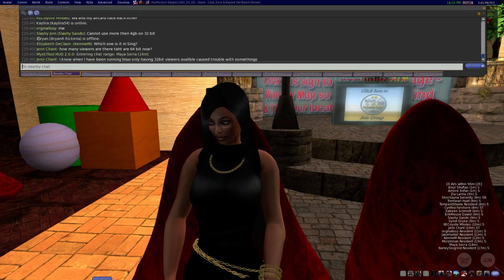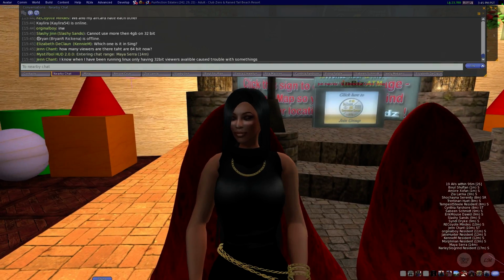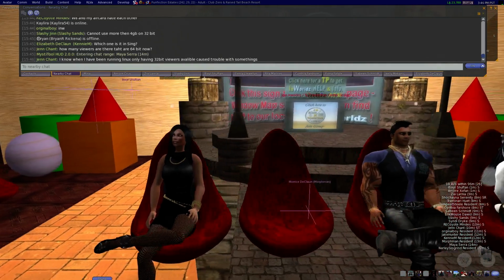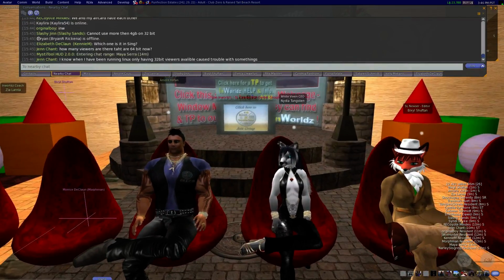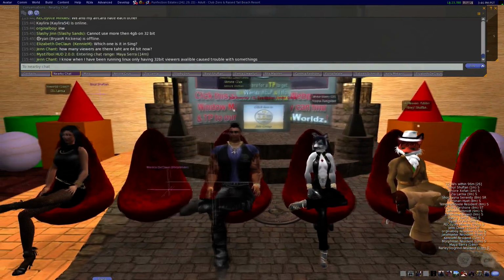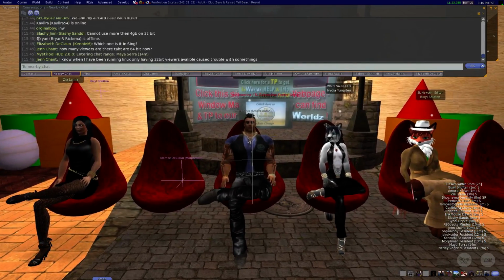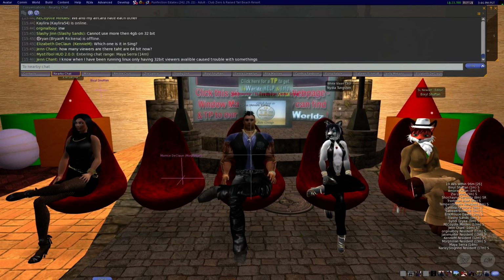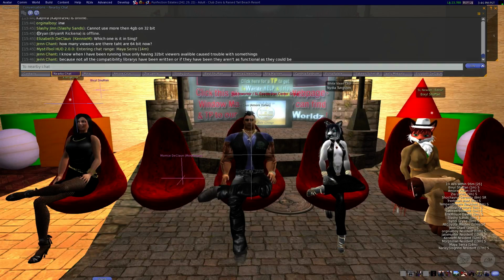Singularity has two. Singularity has a 32-bit and a 64-bit viewer. Which one is it to download for InWorld and the OpenSim one for Singularity? Just the standard 32-bit will have the open grid where you can add the grid as needed. It's not like Firestorm where you have the different variants. That's the one that I'm using.